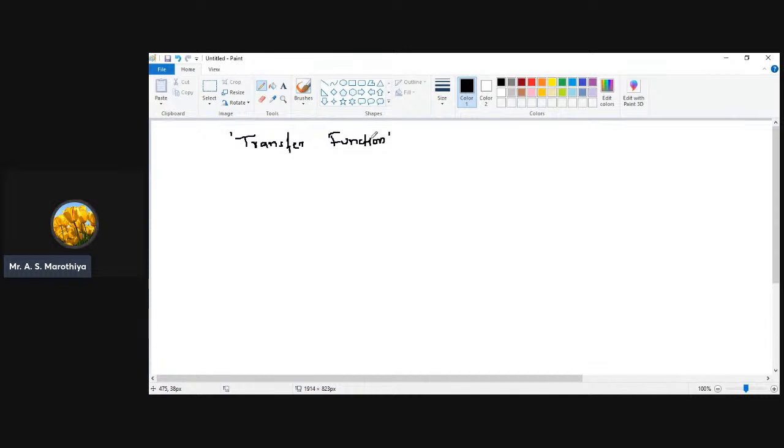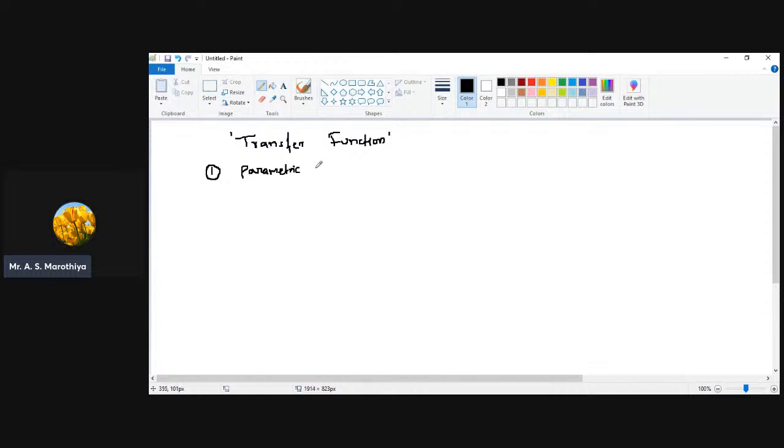So let us begin with today's session. So what is transfer function? The first definition or first technique to define transfer function is that it is nothing but a parametric function.